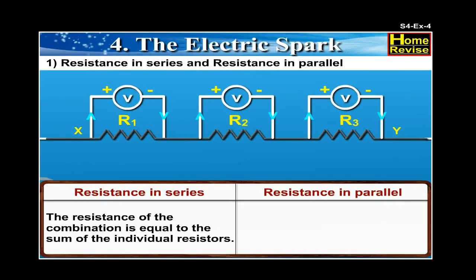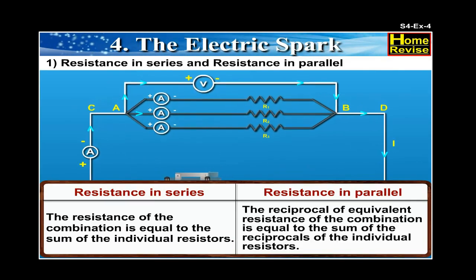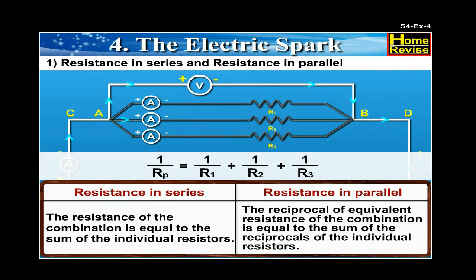The resistance of the combination is equal to the sum of the individual resistors in series connection. In parallel connection, the reciprocal of the equivalent resistance of the combination is equal to the sum of the reciprocals of the individual resistors.